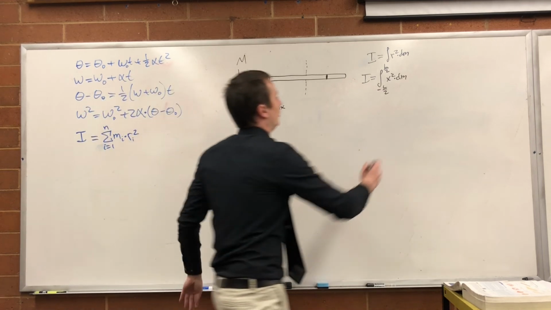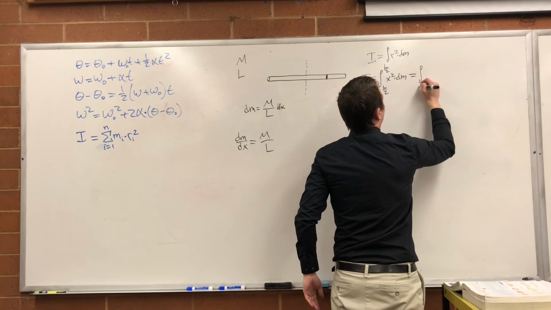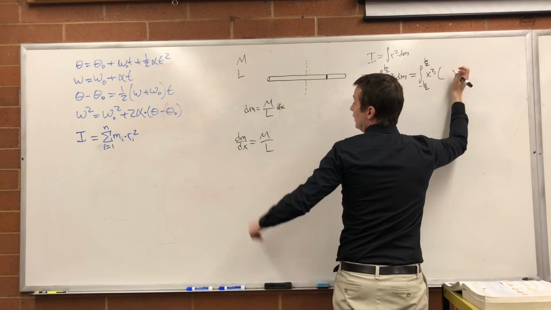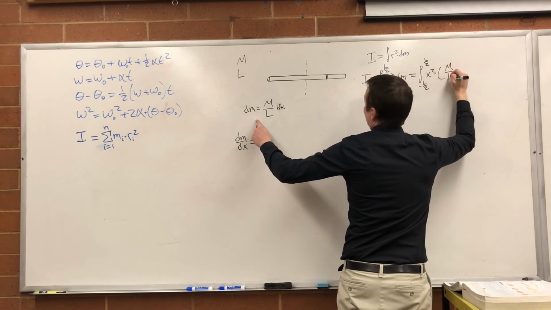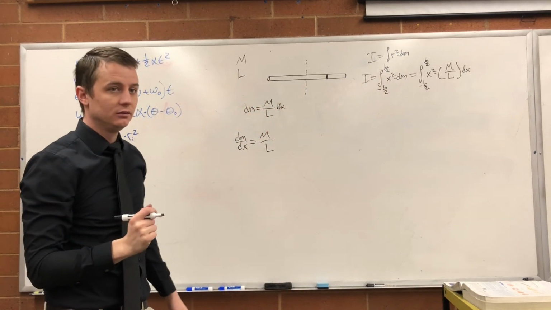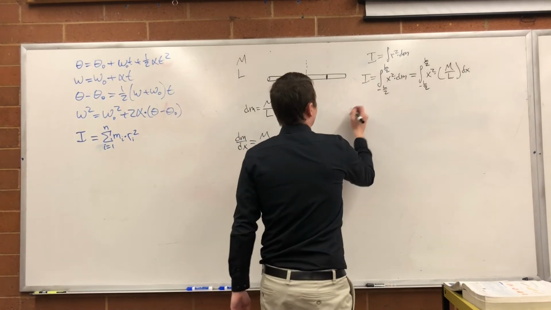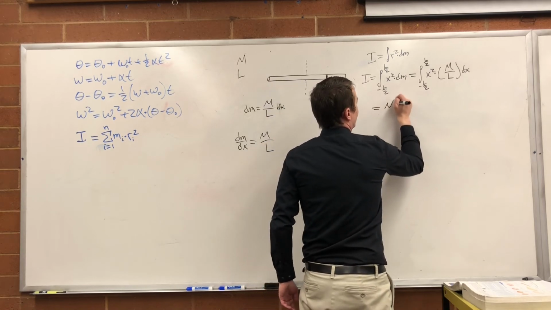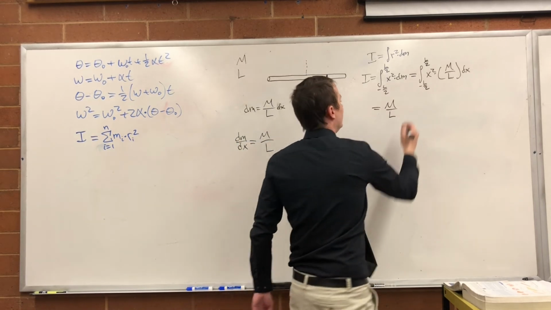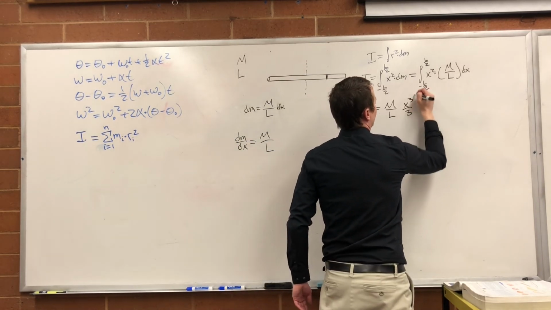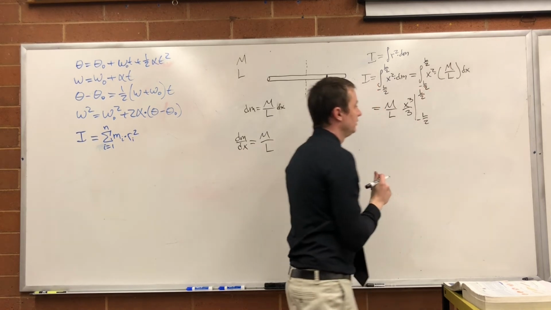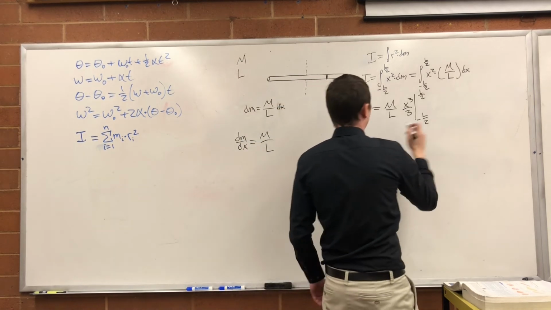Yeah. Okay, so either way, this is equal to the integral from minus L halves to L halves of x squared times dm, which is capital M divided by L dx, right? Okay. Can you take M over L out of it? Yep. So M over L, that's just a constant, so we have M over L times, what's the integral of x squared? X cubed over 3. X cubed over 3, and we need to evaluate that from negative L halves to L halves. Right? Yeah.